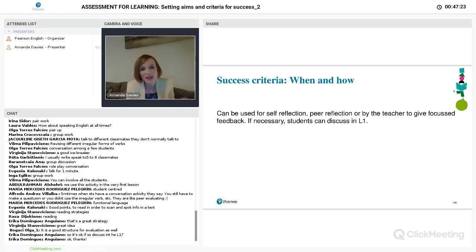But of course, it depends where you work. There are some schools that are a little bit against L1 in the classroom, so you need to be careful about where you are working. But for me, a couple of lesson stages in L1 that are helping the students to improve because they can't do it in English is really great. And as they get more confident, you can encourage them more and more to do it in English.